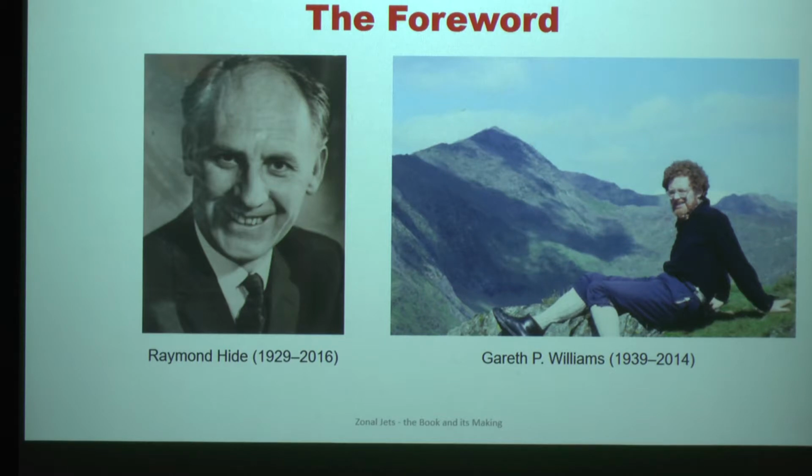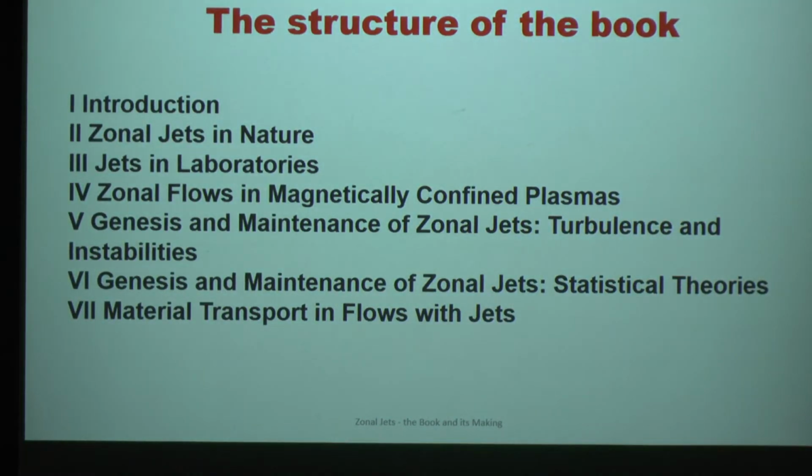So eventually, our foreword was written by Isaac Held, a prominent atmospheric scientist from GFDL. Now, the structure of the book: the general subjects are, well, the introduction you can understand, then zonal jets in nature, in laboratories, and in magnetically confined plasmas, and then 2 chapters deal with maintenance and instability: genesis and maintenance of zonal jets, turbulent instabilities and some statistical theories. So these are very heavy chapters with a lot of equations, but I'm not going to write them here. And the last one was material transport and flows with jets.